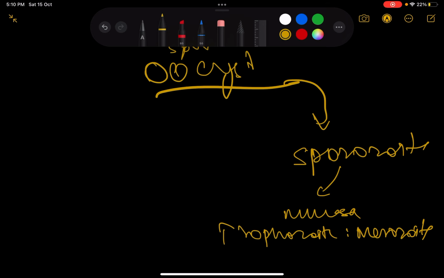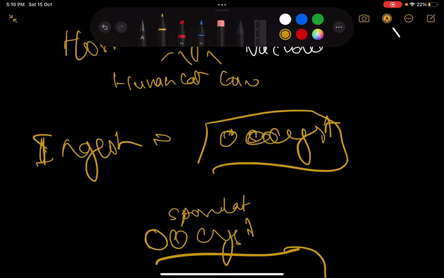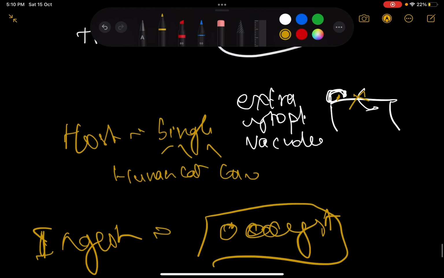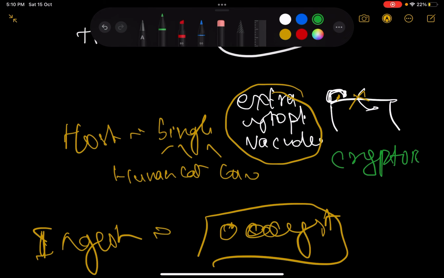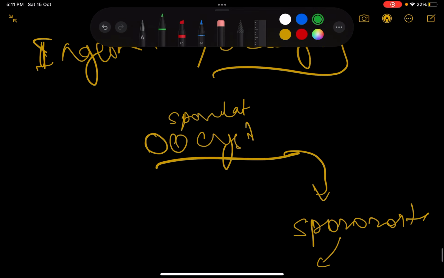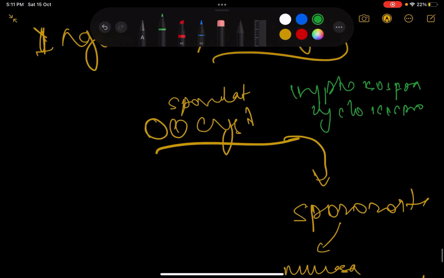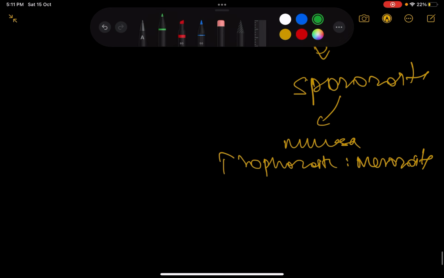Now, mind you, this is a very important point that I'm trying to make: this is a life cycle for Cystoisospora or Cyclospora. This extracytoplasmic vacuole that I told you about is seen only, and only, in Cryptosporidium, not Cystoisospora. Here we are seeing the life cycle of Isospora and Cyclospora. So here there is no extracytoplasmic vacuole.